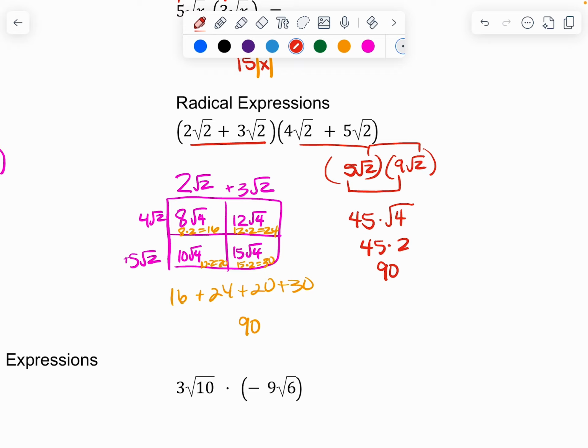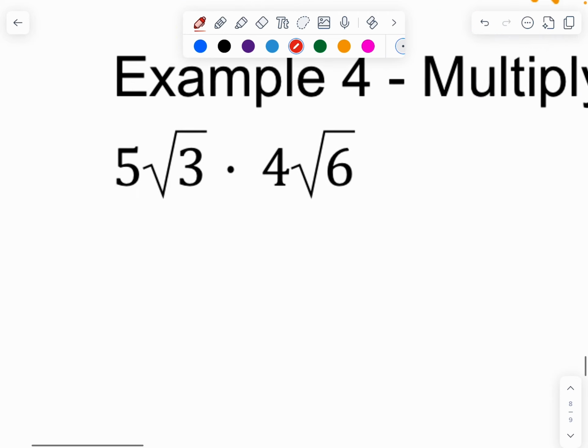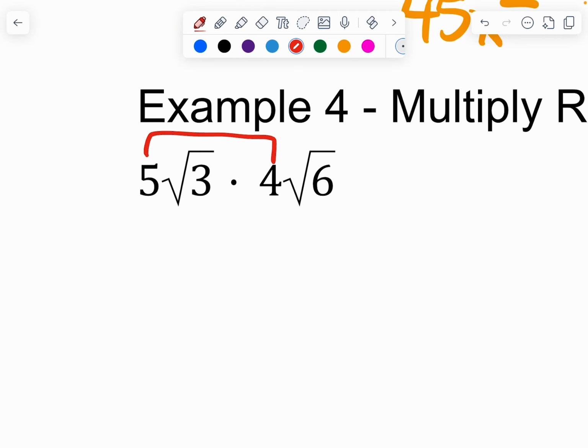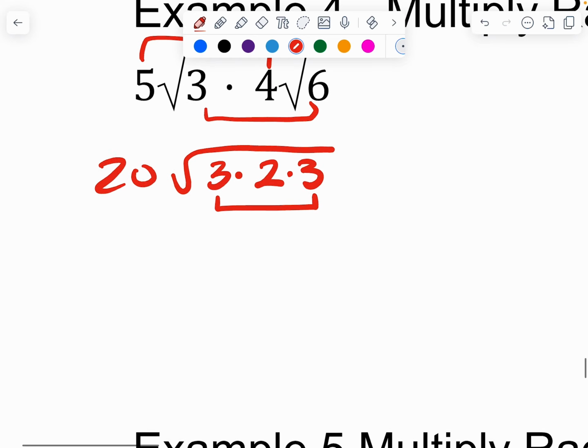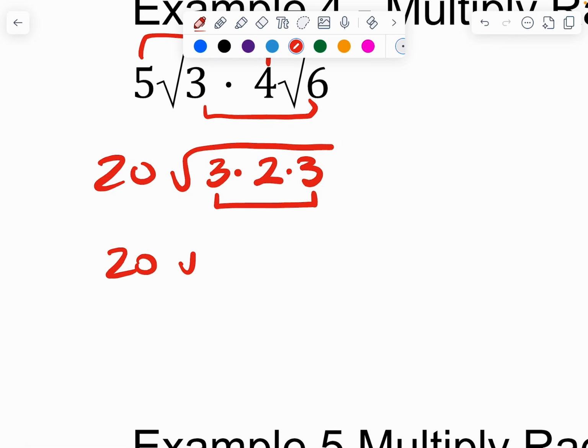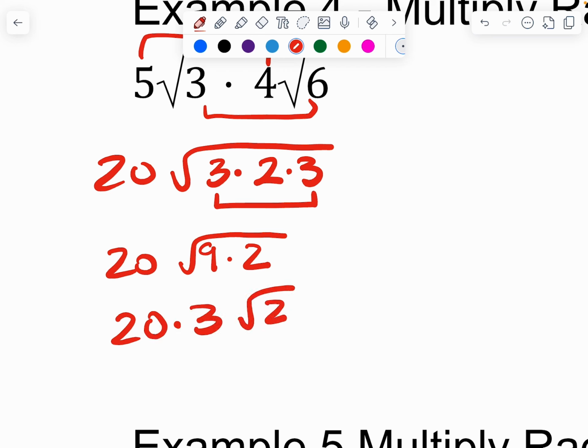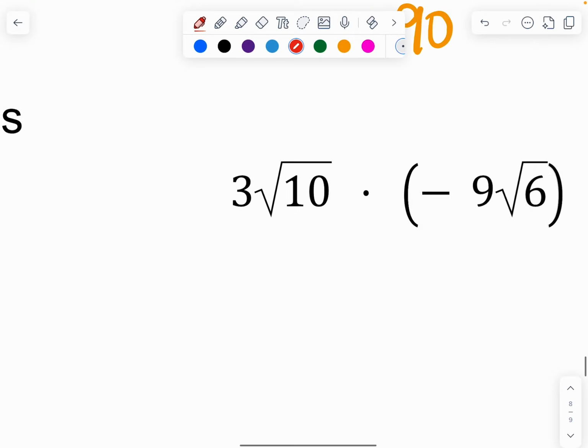Okay, so now let's do these next ones. Okay, so I'm going to multiply this, and I'm going to get 20. Now remember when I did this before, I didn't actually multiply these together if I was going to be simplifying, because 6 is the same thing as 2 times 3. Look at this. I have 2 3s. So that's 20 radical 9 times 2. The square root of 9 is 3. So I have 6 radical 2. 60 radical 2.